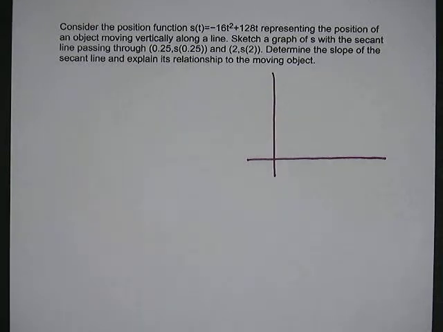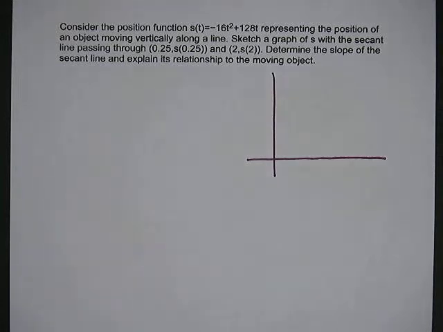Alright, in this problem we're asked to consider the position function S(t) = negative 16t squared plus 128t, representing the position of an object moving vertically along a line. Sketch the graph of S with the secant line passing through 0.25, S of 0.25, and 2, S of 2. Determine the slope of the secant line and explain its relationship to the moving object.